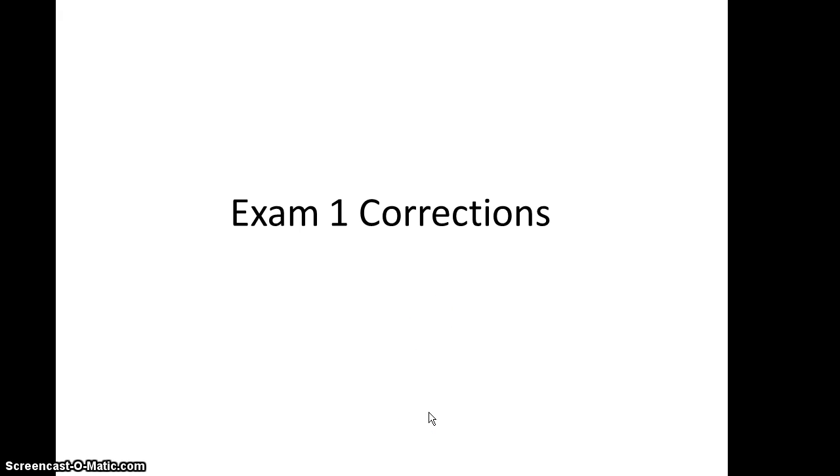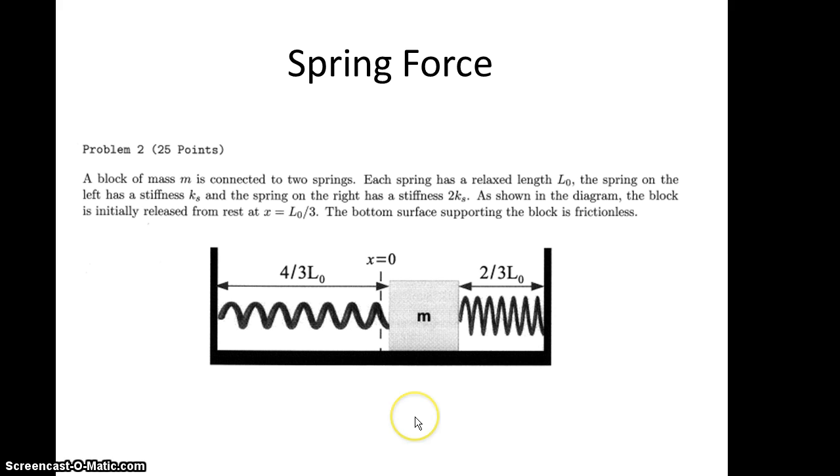Exam 1 correction. Problem 2. A block of mass M is connected to two springs. Each spring has a relaxed length L0. The spring on the left has a stiffness Ks, while the spring on the right has a stiffness 2Ks. As shown in the diagram, the block is initially released from rest at x equals L0 over 3. The bottom surface supporting the block is frictionless.